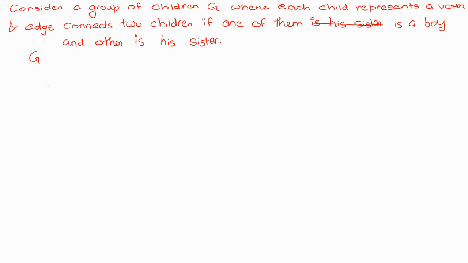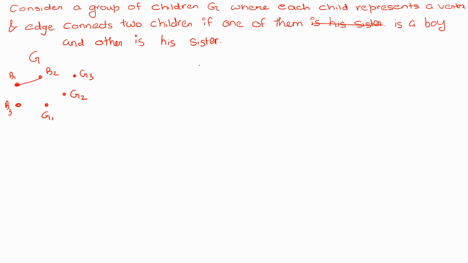Now to make this graph, we'll write this will be our boy 1, this will be our boy 2, this will be our boy 3, this will be our girl 1, girl 2 and girl 3. There will be some connections between them, but will there be an edge between B1 and B2? Obviously not. Why? Because there is a condition that one of them is a boy and the other is his sister. When there are two boys considered, there cannot be a sister in these two, right?